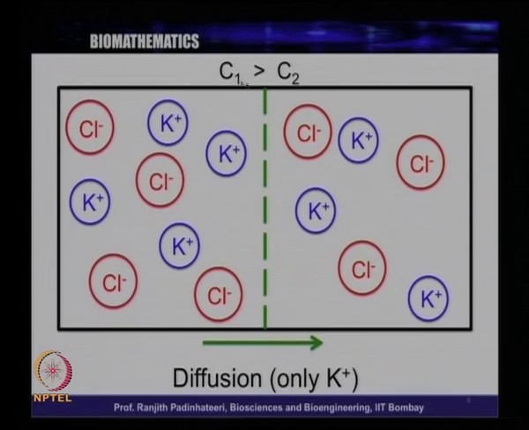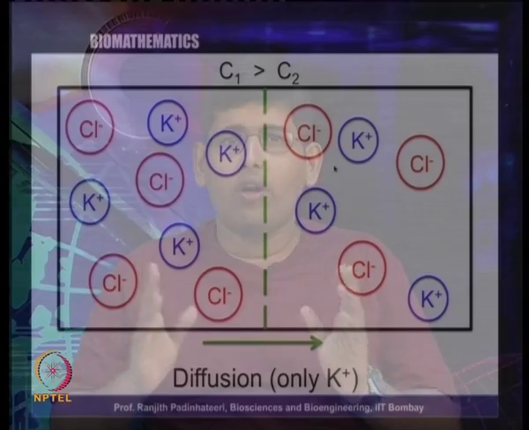But remember, C1 is greater than C2. That is, more concentration here and less concentration here. Whenever there is more concentration on one side and less concentration on the other side, you know that something called diffusion will happen. Diffusion is where the concentration will change, things will flow from higher concentration to lower concentration, a diffusive flow. This will happen now, because one side has more concentration and the other side has less concentration.